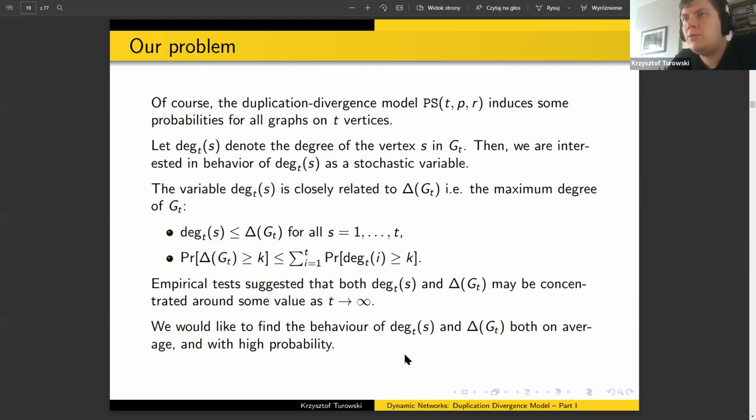First, we did some simulations, and it turned out that both the degree of a fixed vertex S and the maximum degree should be concentrated around some value. So when t grows to infinity, the distribution gets thinner and thinner. We were expecting that eventually it would, if not converge to some value, be distributed within a small interval around some value. And we would like to confirm this finding by proving theorems about the behavior of a fixed vertex and the behavior of the maximum degree with high probability.